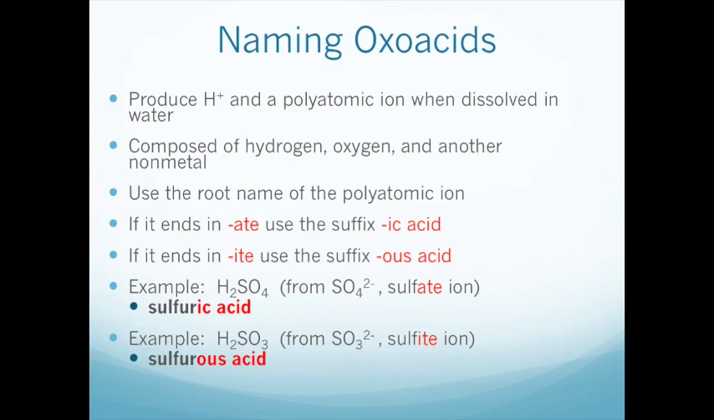So for example, sulfuric acid is the acid formed from the sulfate ion and two hydrogen plus cations. And sulfurous acid is the acid made from the sulfite ion and two positively charged hydrogens.